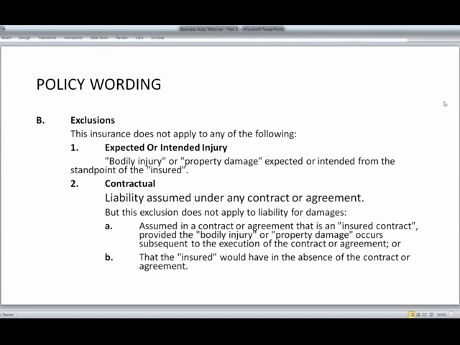The first exclusion we're going to look at is expected or intended injuries. The policy excludes bodily injury or property damage expected or intended from the standpoint of the insured. Well, what does that mean? One day, a number of years ago, I got a call from one of my clients who said, "Tommy, you know that monument going into my housing location that is kind of ugly?" He said, "Last night I kind of got mad at it and I ran over it." Well, there's no coverage for that.